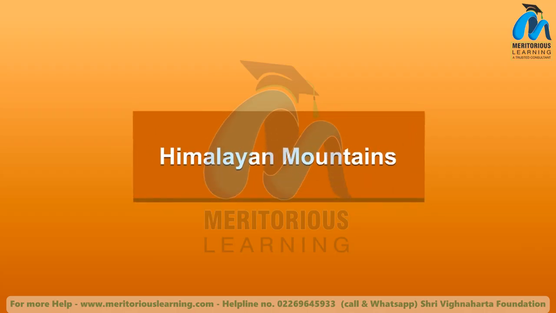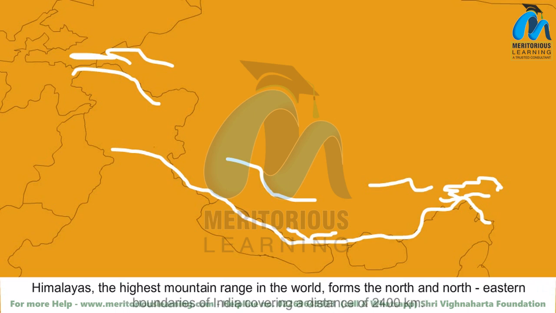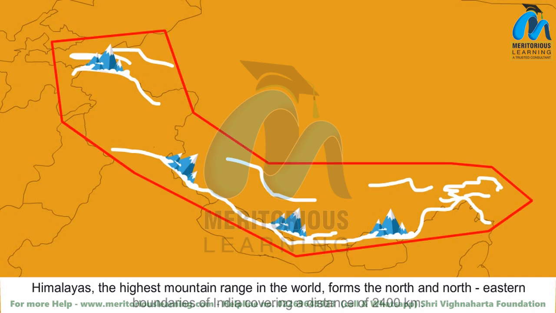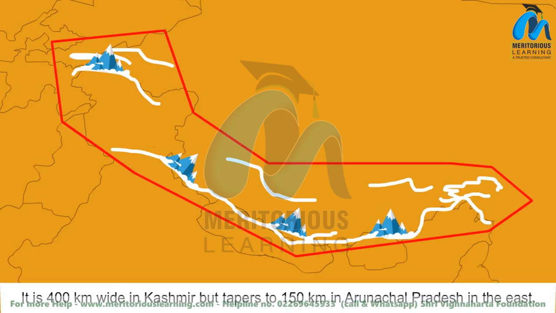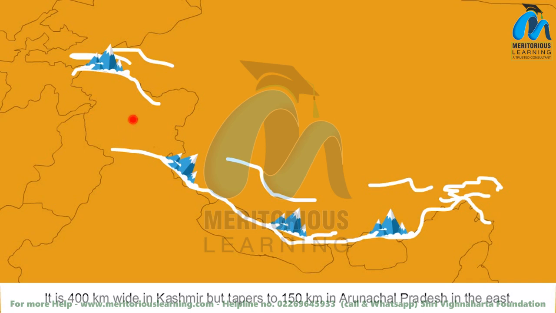Himalayan mountains. Himalayas, the highest mountain range in the world, forms the north and northeastern boundaries of India, covering a distance of 2,400 kilometers. It is 400 kilometers wide in Kashmir, but tapers to 150 kilometers in Arunachal Pradesh in the east.